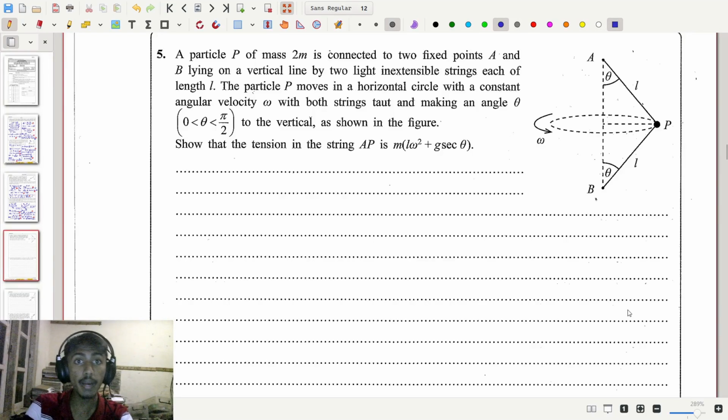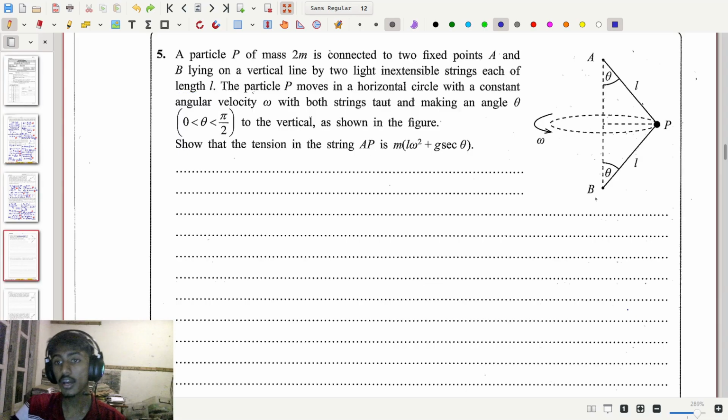2024 A-Level Combined Mathematics Paper 2 Part A question number 5. This question has to do with circular motion and centripetal acceleration. The question says a particle P of mass 2m is connected to two fixed points A and B lying on a vertical line by two light inextensible strings each of length L.